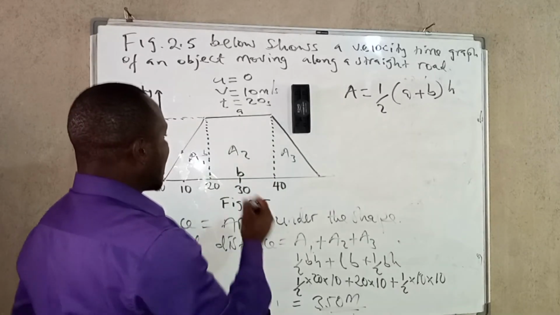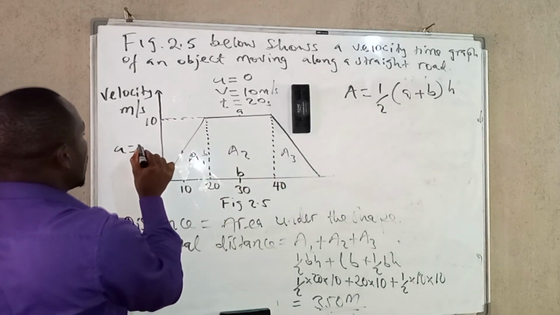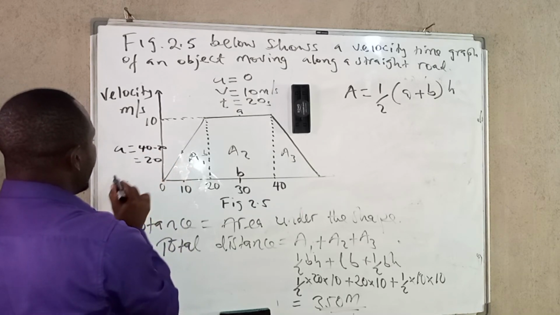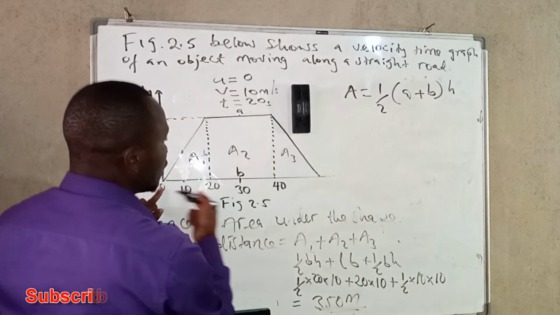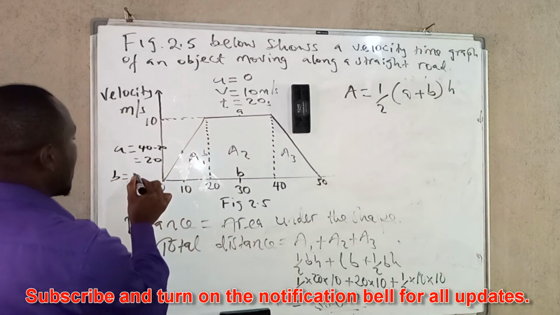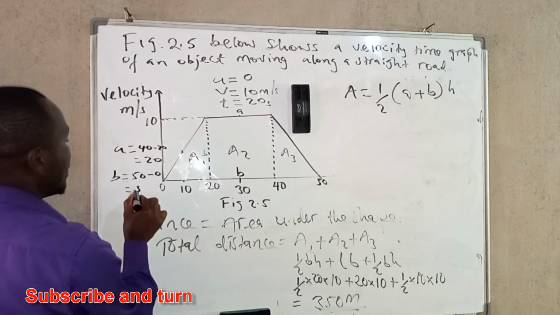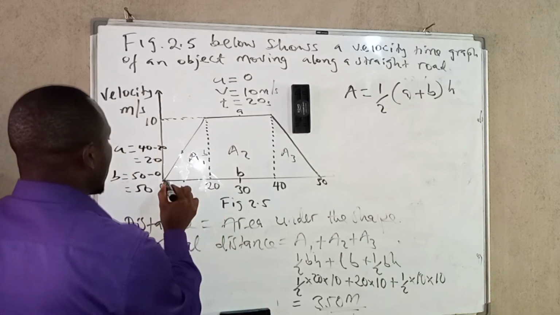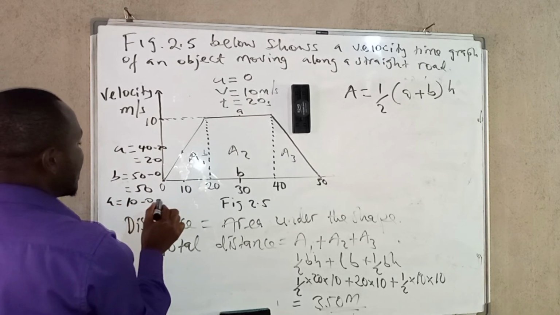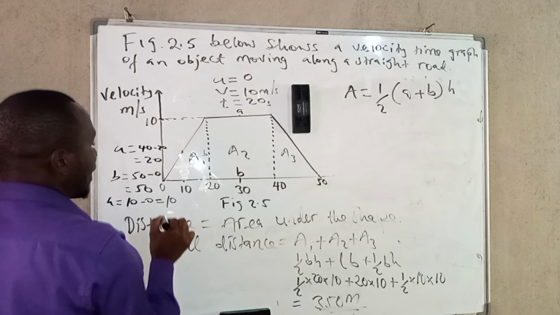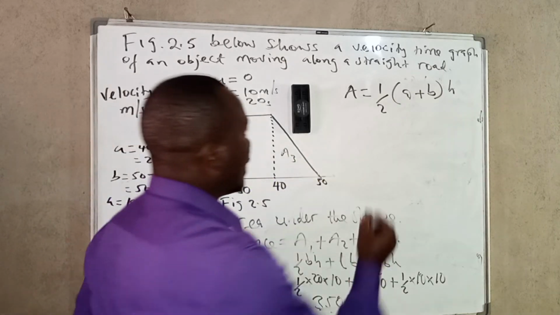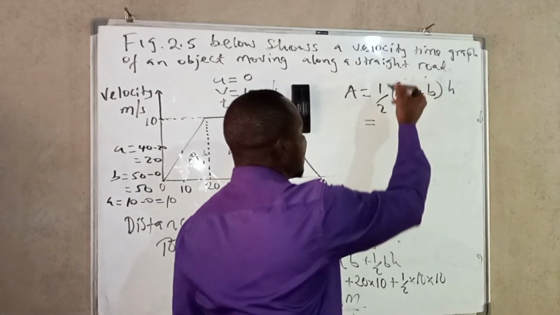So A is going to be 40 minus 20, which will be 20. And B will be from this point to this point. We had a 50 here, so it will be 50 minus 0, which will be 50. And H is from this point to this point, which is 10 minus 0, which will be 10. So it is just a matter of plugging in the values.